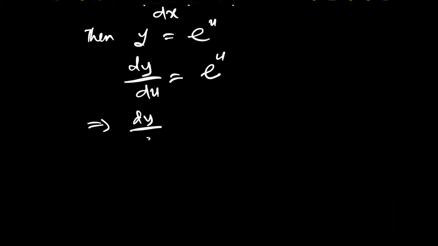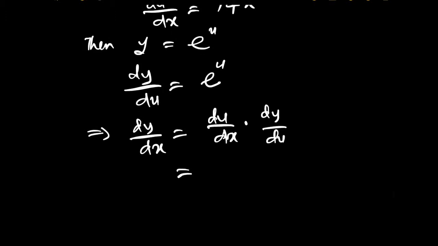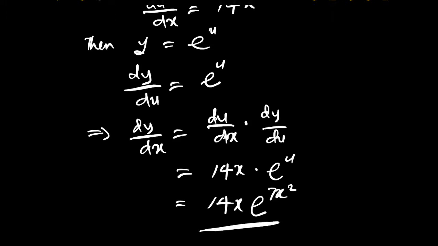This implies that dy/dx becomes du/dx dot dy/du, chain rule. What is du/dx? Du/dx is 14x dot dy/du is exponential u. And this will give us 14x multiplied by exponential u. What is u? U is 7x squared. Answer.